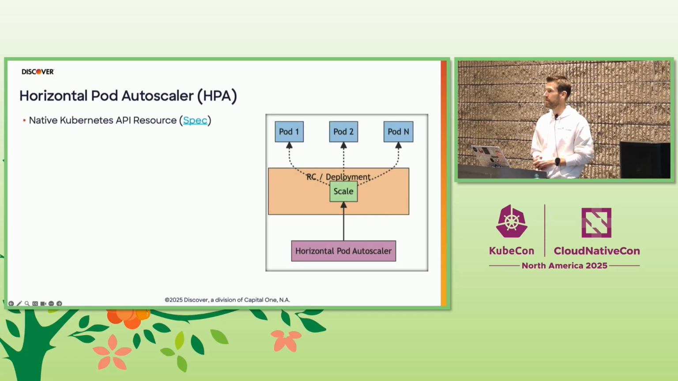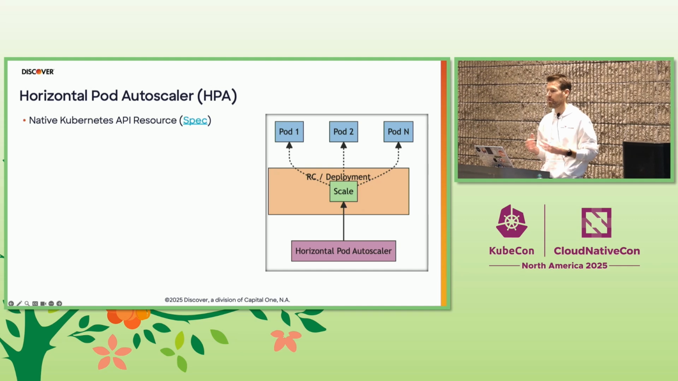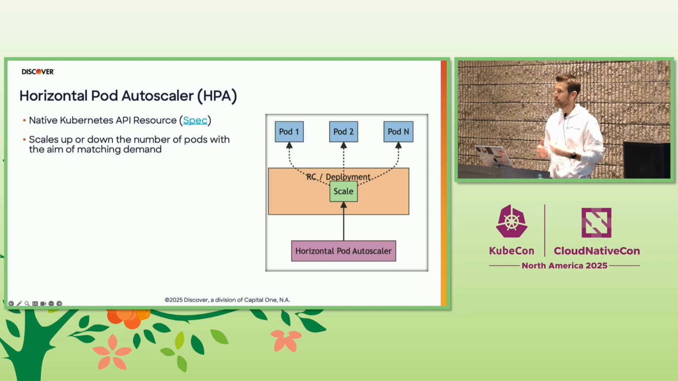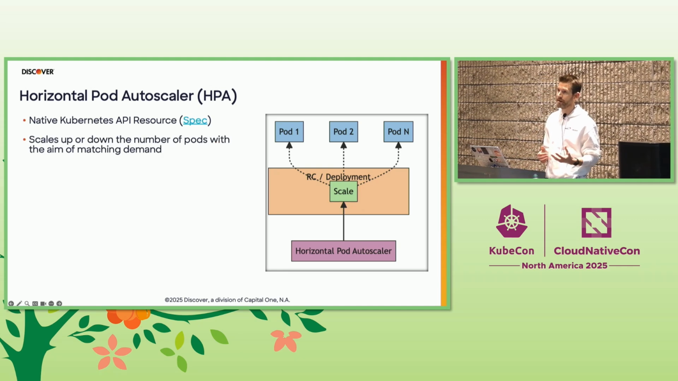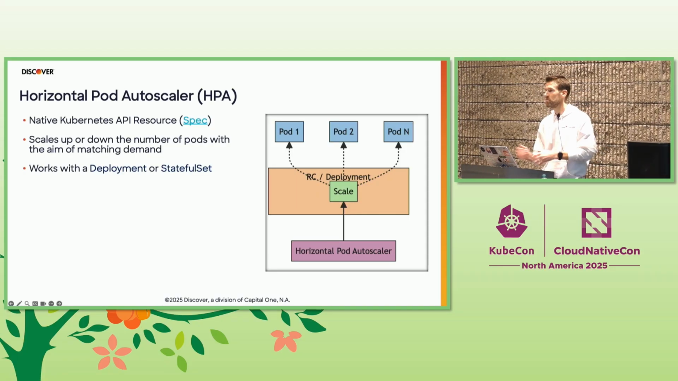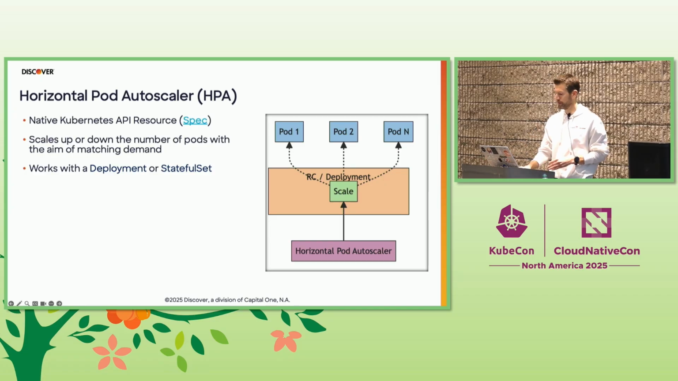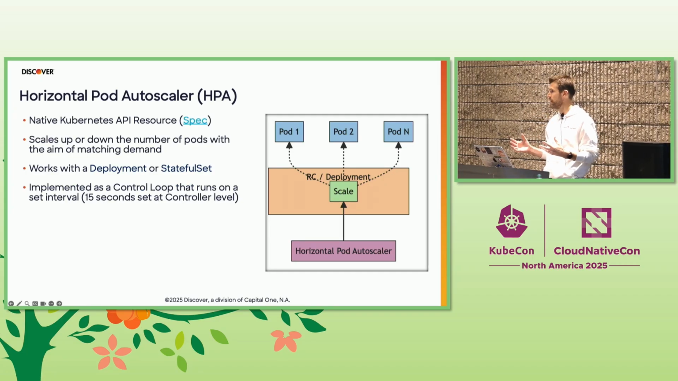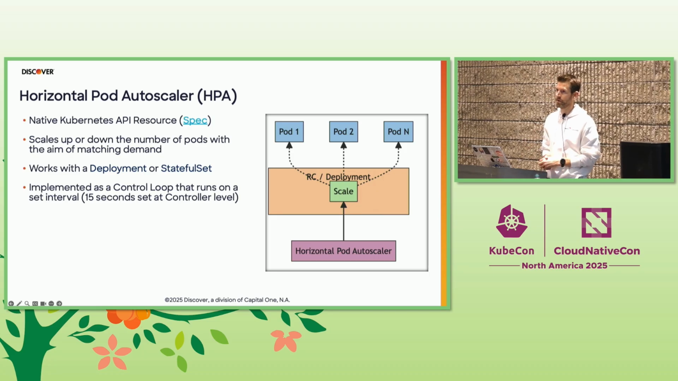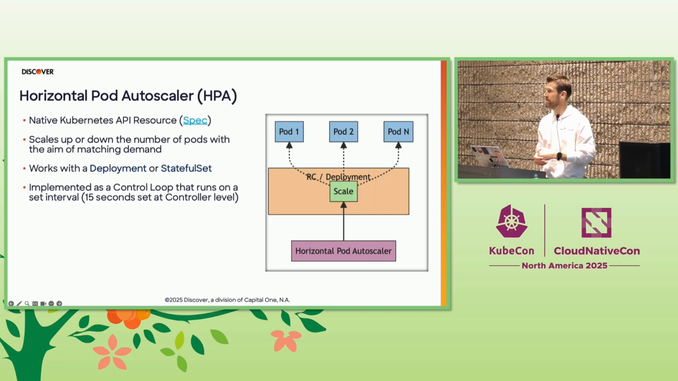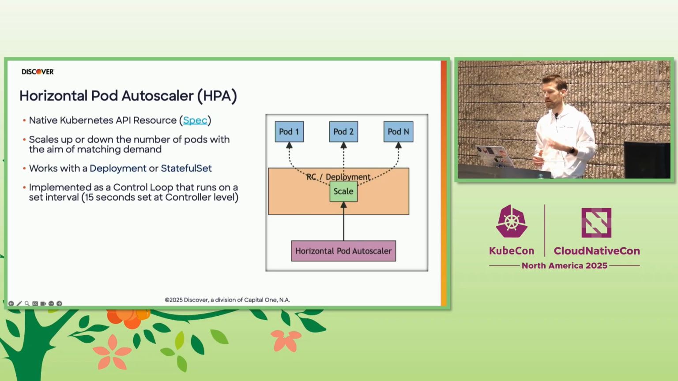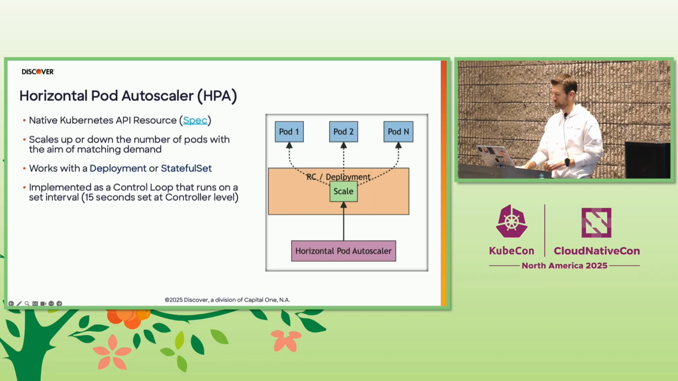So Kubernetes has a built-in Horizontal Pod Autoscaler, or HPA, and it basically offers the ability to scale up or down the number of pods based on your demand. It currently works with either a deployment or a stateful set. And like many things in Kubernetes, it works in a control loop. Every 15 seconds, it tries to calculate the number of replicas that you need. It is a configurable setting, but the default value is 15 seconds that's set at the control level.